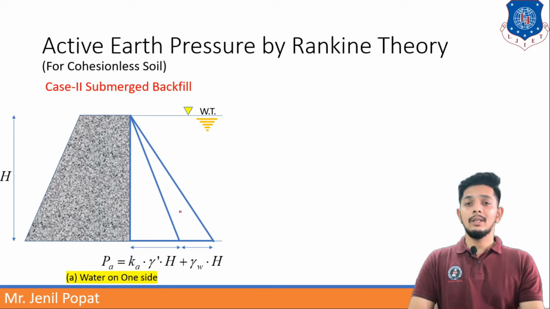Two triangles will take place, and the first triangle will be as usual K into gamma dash into H. Here gamma dash is what? Submerged unit weight. So the difference between the saturated unit weight and the unit weight of water. So K gamma dash into H. And the second pressure will be exerted by the water. So I will take gamma W into H. So this will be my total pressure on submerged backfill.